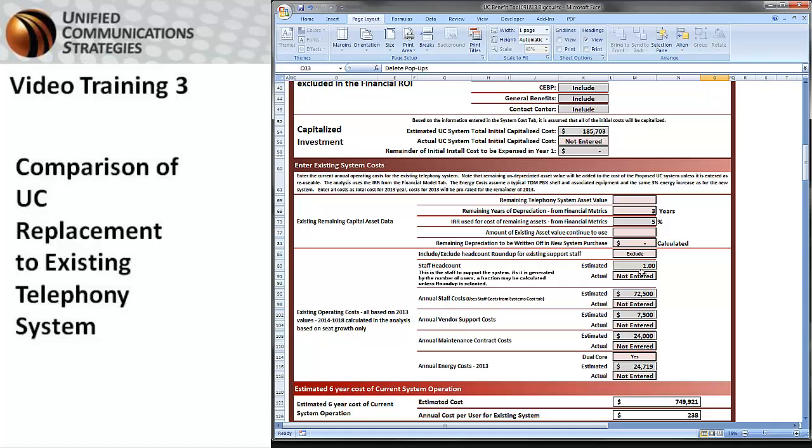So you'll notice that there are a number of fields here you can enter. Some are actually calculated. At the top here is actually a calculation for remaining capital asset. And you notice that there's no capital asset data shown here. But for example, if the existing telephony system still had asset value on the books, you can put that value here, for example, as $100,000. And the tool will actually calculate the years of remaining depreciation and the remaining depreciation to be written off if you replace that asset, because accounting rules require us, if we replace an asset, to write it off.